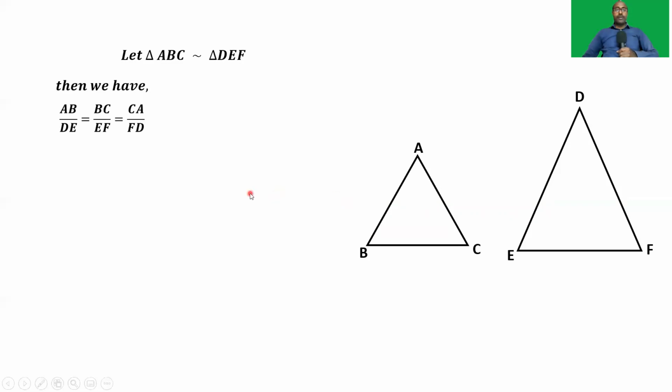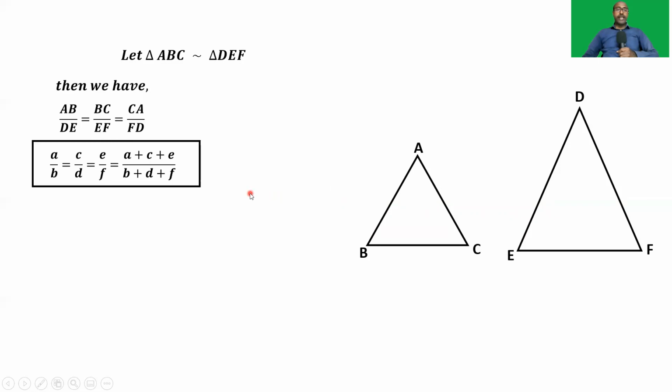And now we know that if A by B is equal to C by D is equal to E by F, then all the ratios are equal to the ratio A plus C plus E by B plus D plus F. So from this we can write AB by DE is equal to BC by EF is equal to CA by FD is equal to AB plus BC plus CA by DE plus EF plus FD. But we know that AB plus BC plus CA is the perimeter of triangle ABC, as well as DE plus EF plus FD is the perimeter of triangle DEF.